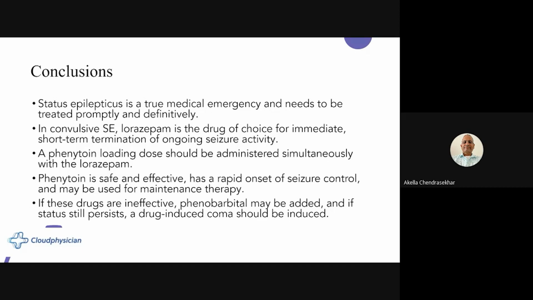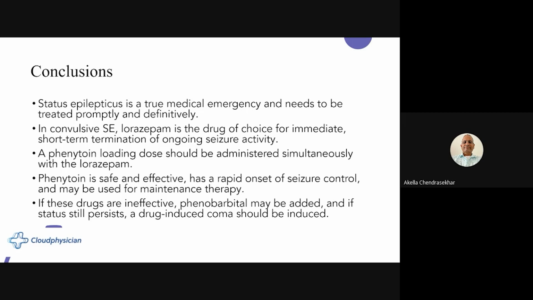One, seizures are a true medical emergency, especially status. If they seize for more than 5 minutes, it needs to be treated promptly and definitively. Don't wait. Lorazepam is the drug of choice. Why? Because it lasts longer. It takes effect within a couple of minutes. It doesn't take effect as quickly as diazepam, no question. But it takes effect quickly enough, and it will terminate the seizure activity aggressively.